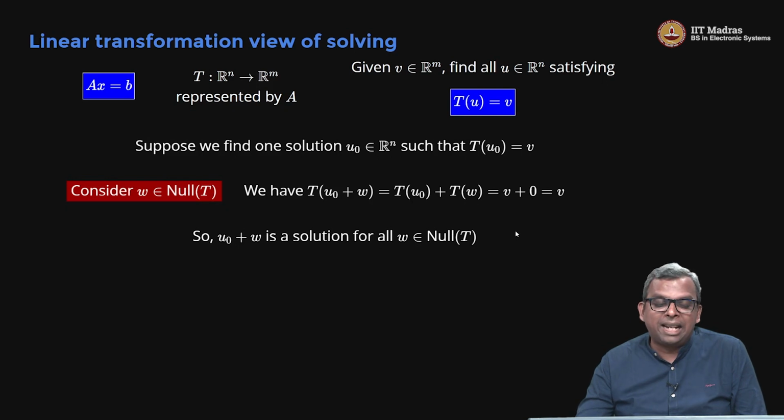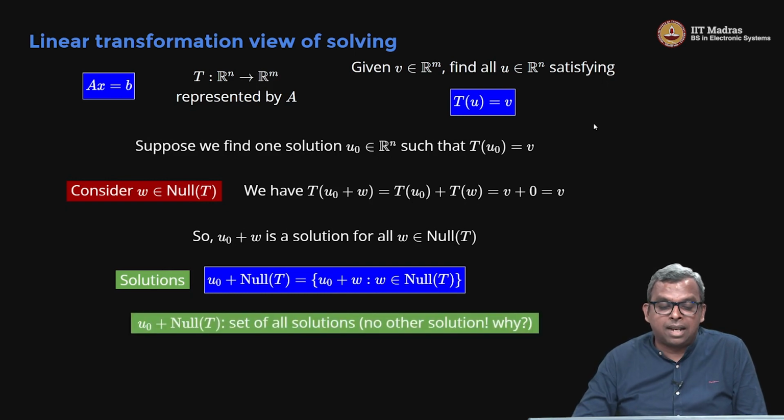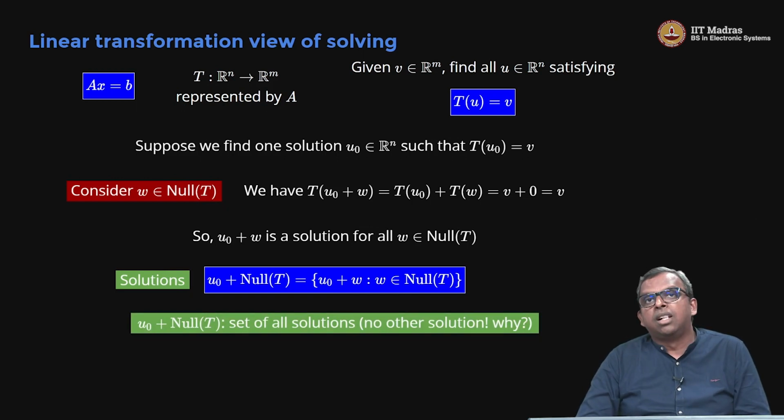Okay, so this one people write a little bit differently. You use this notation: the set of all u naught plus w where w belongs to null T. This is set theoretic notation, hopefully you understand. You take the same u naught, the one solution you somehow found, and add all the null space vectors to it. So you will get a whole space, no? That I am going to call u naught plus null of T. So this is my abstract notation for it. These are all solutions for the same equation T of u equals v. In fact, what is interesting is that this is the set of all solutions. There can be no other solution outside of this set.